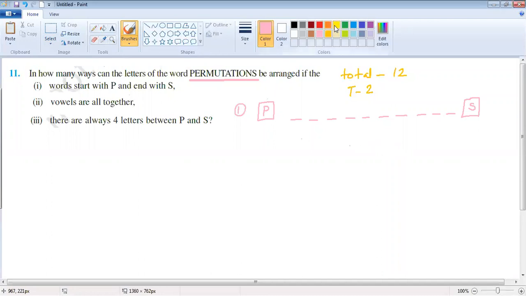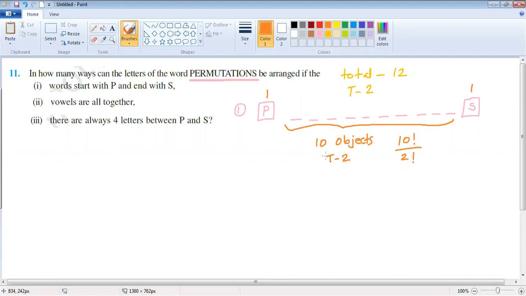So this is fixed. So there is only one way. This is possible only in one way. That means P must come in the first position, and S must come in the last position. So now there are 10 objects here. In how many ways can you arrange those 10 objects? Out of those 10 objects, T is repeating 2 times. So they can be arranged in 10 factorial divided by 2 factorial ways.